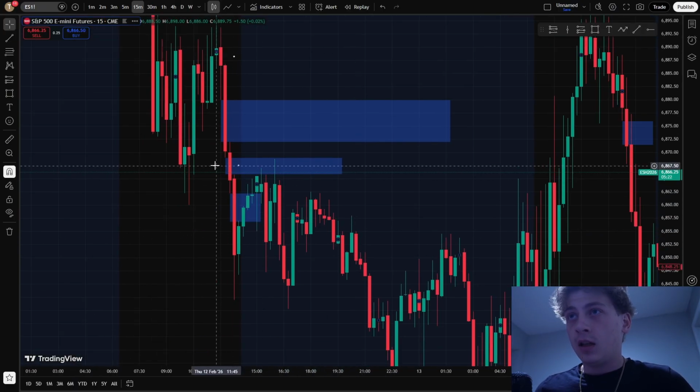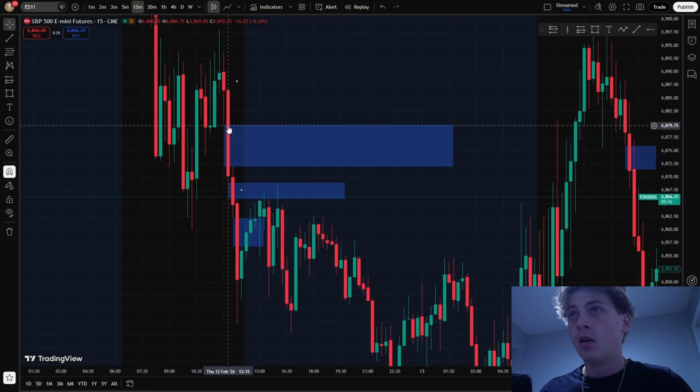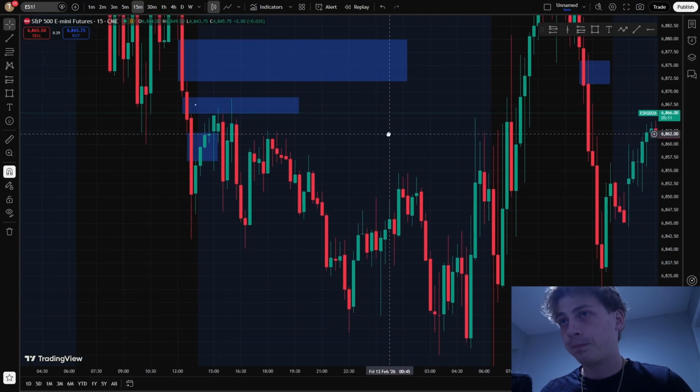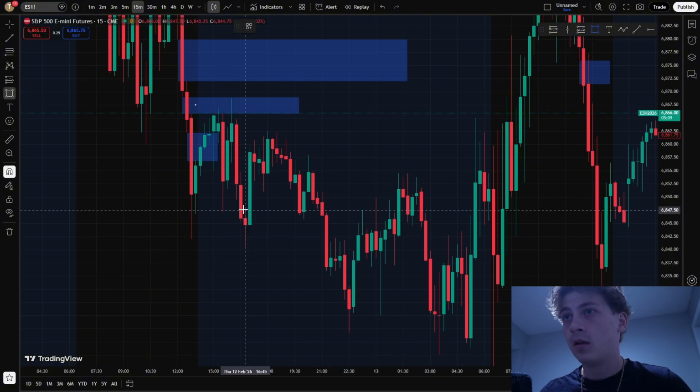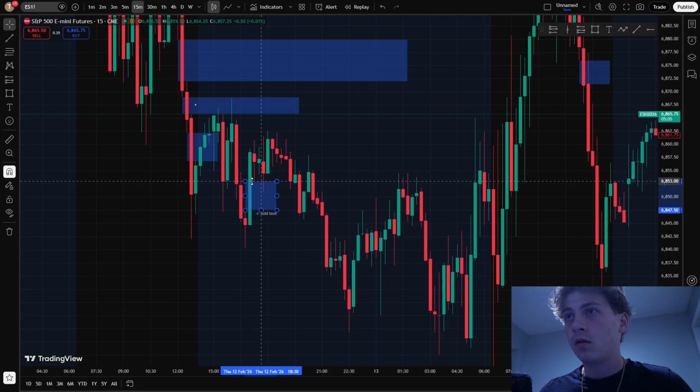So you guys can see, same thing here. 1, 2, 3 candles, no wicks between the body. So that is a fair value gap. Right here, 1, 2, 3 candles, no wicks touching the body.